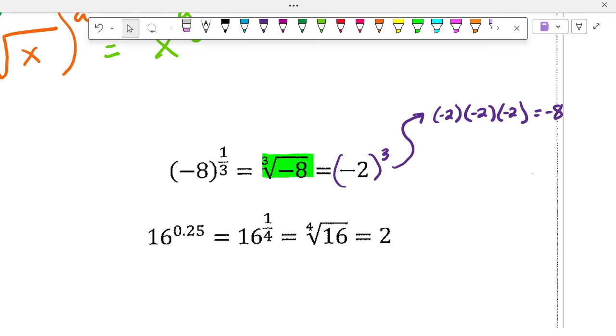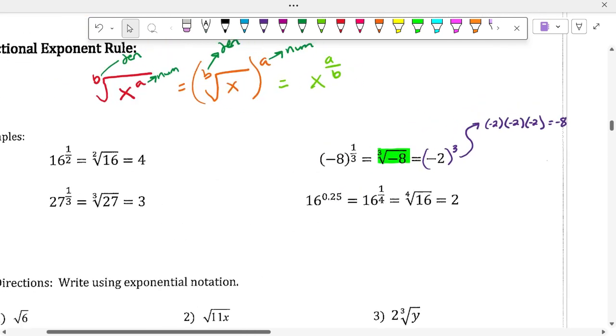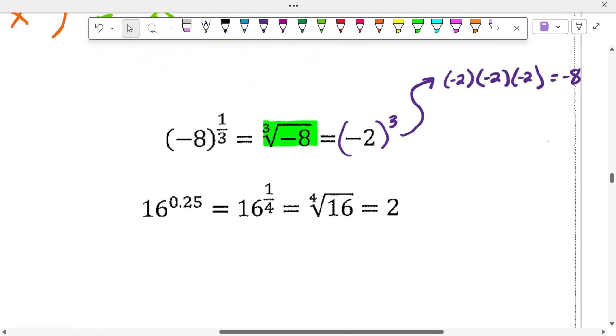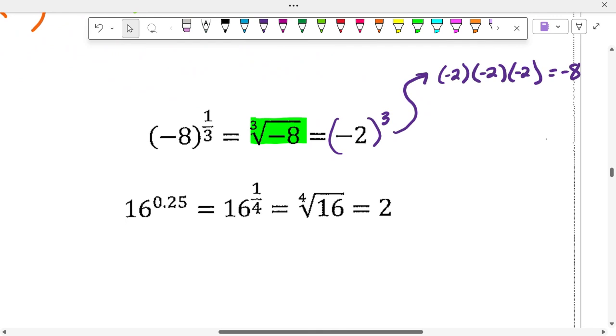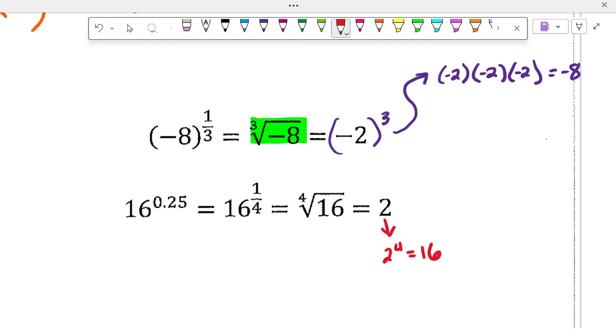So 16 to the 0.25 is the same thing as 16 to the 1/4, which is the 4th root of 16, which is 2. No, because 16 divided by 4 is 4. But remember, it's almost like you're thinking of what number to the 4th power gives you 16, which in this case is 2.